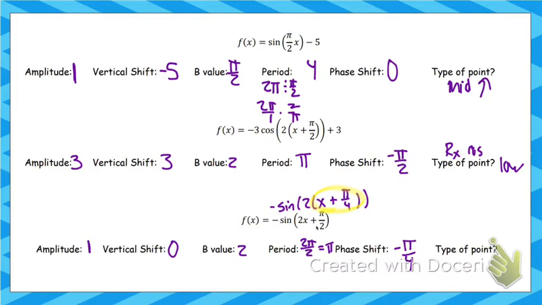And now this is a sine and it's negative. So if it's negative sine, it's still a middle point, but because it's reflected, it's going to go down after the middle.